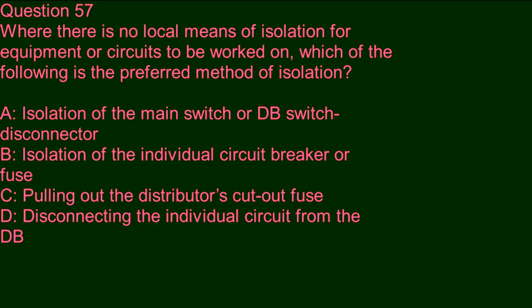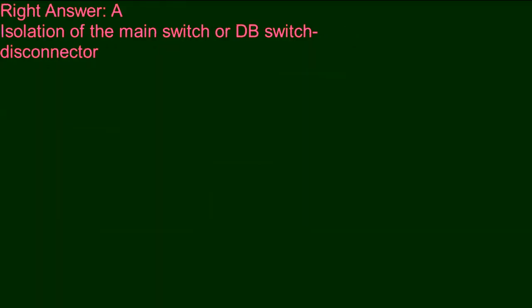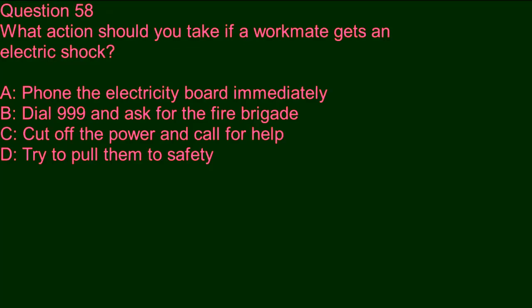Question 57. Where there is no local means of isolation for equipment or circuits to be worked on, which of the following is the preferred method of isolation? A. Isolation of the main switch or DB switch disconnector. B. Isolation of the individual circuit breaker or fuse. C. Pulling out the distributor's cutout fuse. D. Disconnecting the individual circuit from their DB. Right answer, A. Isolation of the main switch or DB switch disconnector.